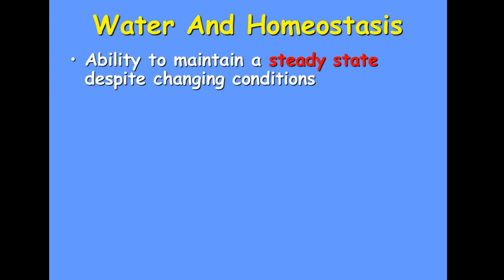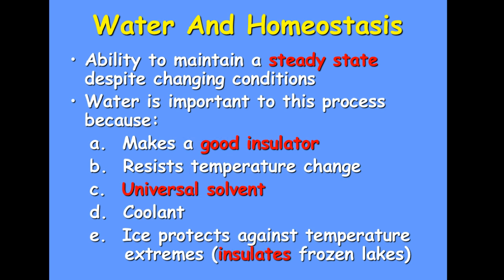First, let's talk about what homeostasis is. It simply means that organisms have the ability to maintain a steady state despite changing conditions. Despite it being so hot outside, despite it being cold, when the weather changes, our body will stay in a steady state, and that is homeostasis. Water is important to homeostasis, and it's not just for humans, it's all over the planet.